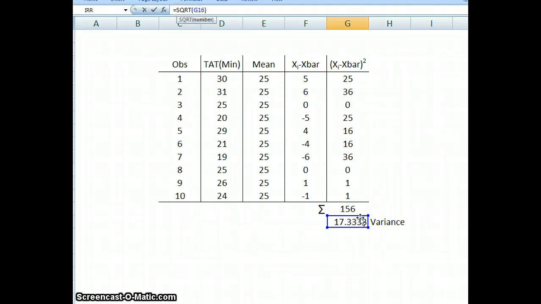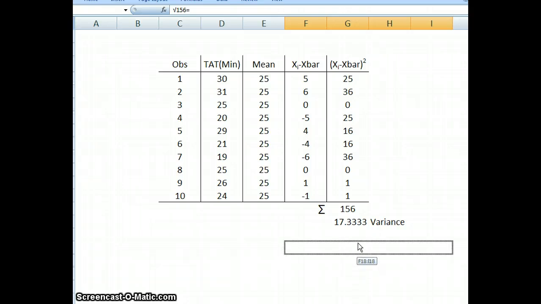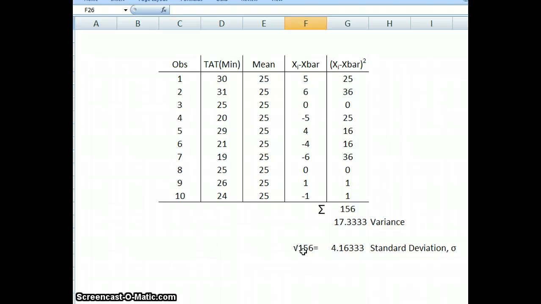Well, what if we constructed a statistic that was the square root of the variance? That would be a nice way of shrinking it down. And there's some justification for it because we squared the values here in order to get that pesky negative sign out of the way. So what if we take the square root of 17.3, and that turns out to be 4.16. And this is a new statistic called the standard deviation.